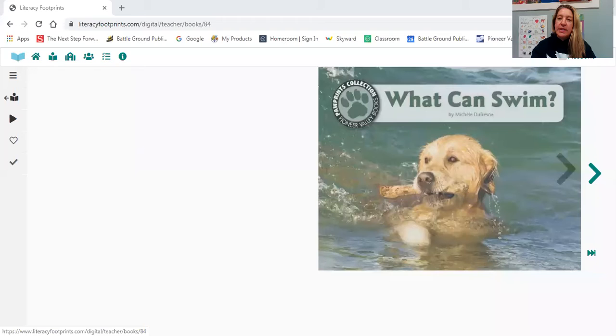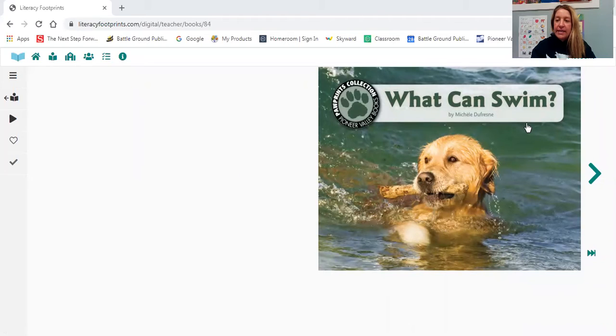All right, I'm going to share my screen with you, and we are going to look at our book. So this is a book called What Can Swim, and this is a nonfiction text about animals that can swim. This book is written by Michelle Dufresne, and this is a great book because there's an animal I think you're probably going to be a little bit surprised to see in this story. I know that the first time I read this book, I was surprised to see this animal in there.